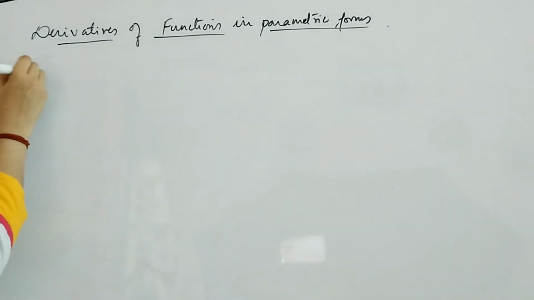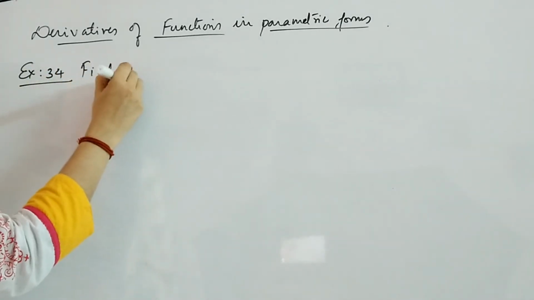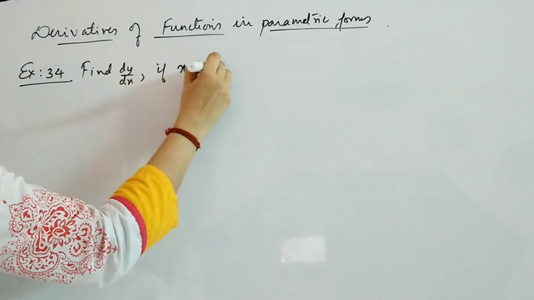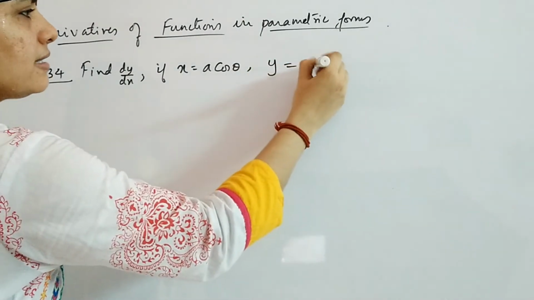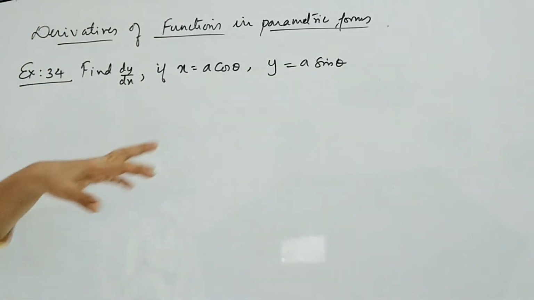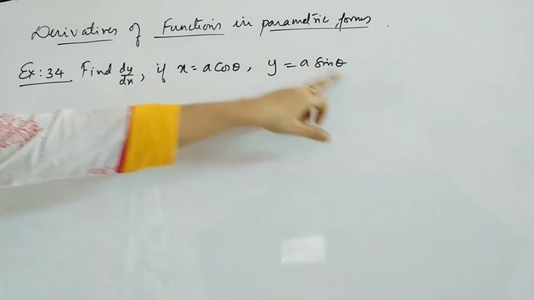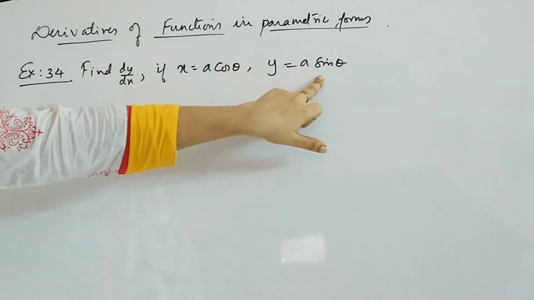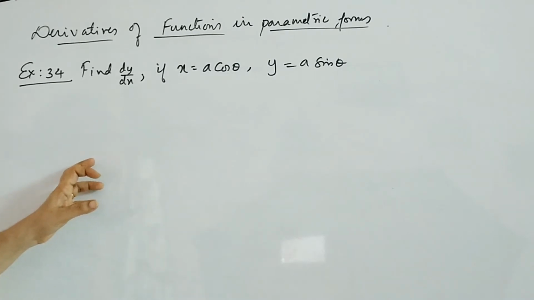So example 34 is, find dy by dx if x is equal to a cos theta and y is equal to a sin theta. The thing which you have to know is, this theta is acting as the parameter in this question, and a is only a constant. Okay, a cos theta, a sin theta, and in another question you have at square and 2at.